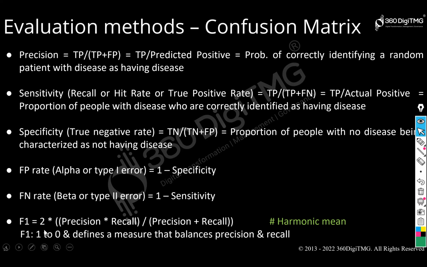F1. This F1 score is also called the harmonic mean: precision multiplied by recall over precision plus recall. F1 score should be between 0 and 1 and defines a measure that balances the precision and recall. It is simple.